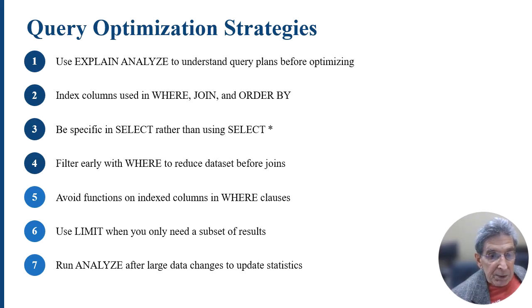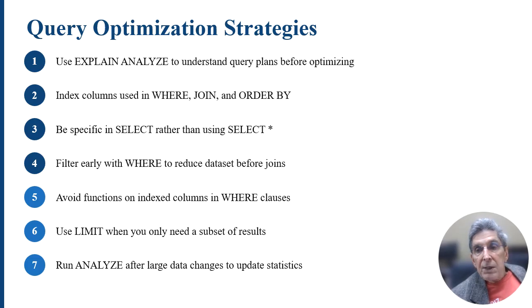All right, let's look at our query optimization strategies. Let's broaden from indexing specifically to query optimization in general. Here are the 7 strategies ordered from most to least impactful. First, always start by using EXPLAIN ANALYZE to understand the current query plan before you try to optimize anything. Don't guess, measure. Second, create indexes on columns used in WHERE, JOIN, and ORDER BY clauses. This is the single most impactful optimization opportunity in most cases.